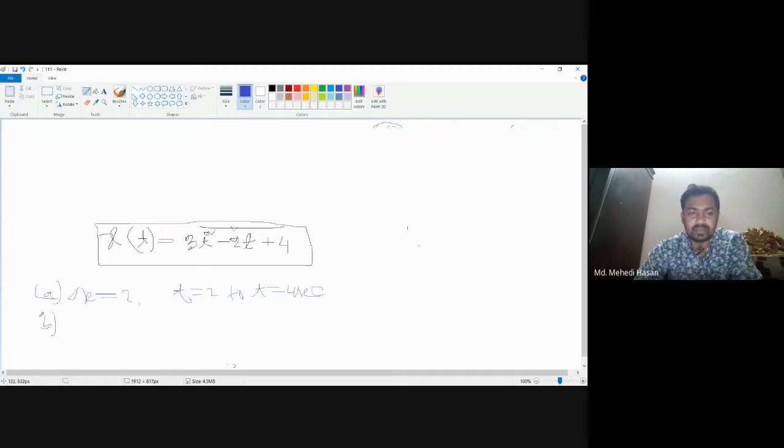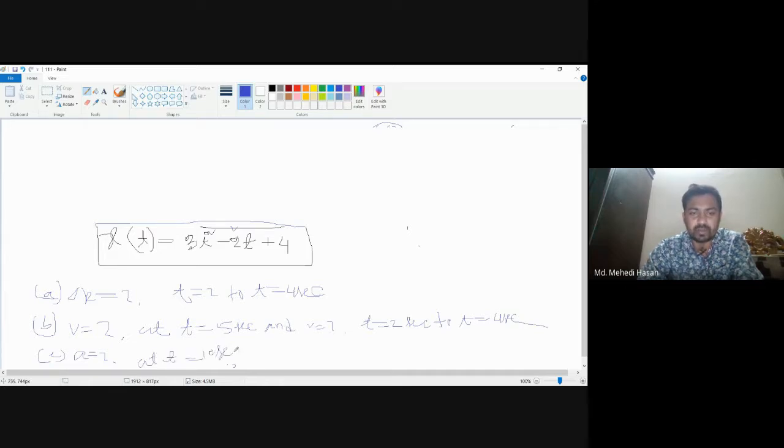Question number B: velocity equal to what at, say, t equal to 5 second, and v equal to 4 between the time interval t equal to 2 second to t equal to 4 second. Okay, and question number C: find out the acceleration at t equal to 10 second.